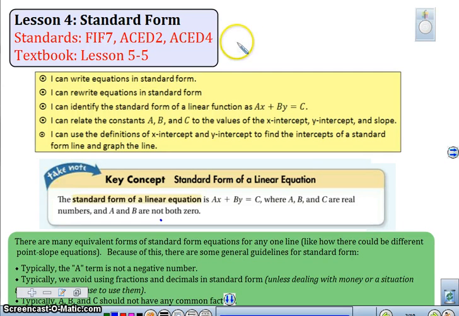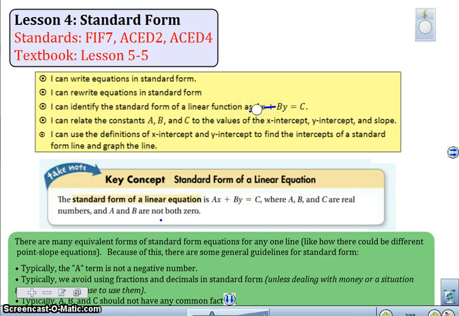As we begin lesson C4, standard form of equations, this is lesson 5.5 in your book. The I can statements: I can write an equation in standard form. I can rewrite an equation so it's in standard form. I can identify the linear function.